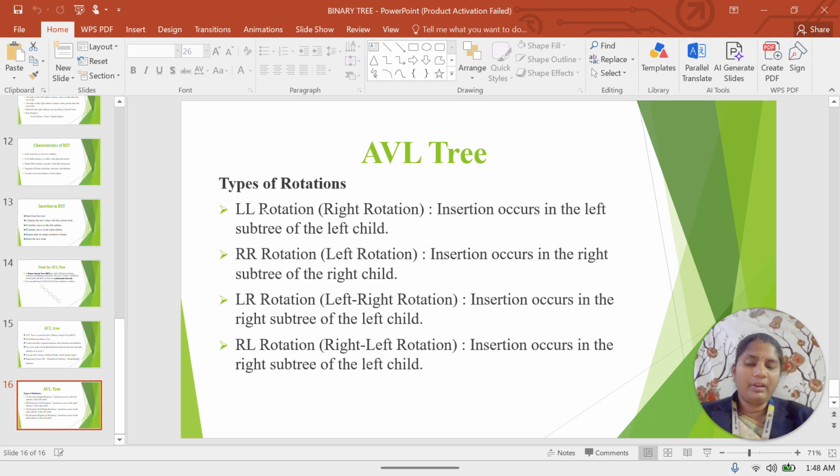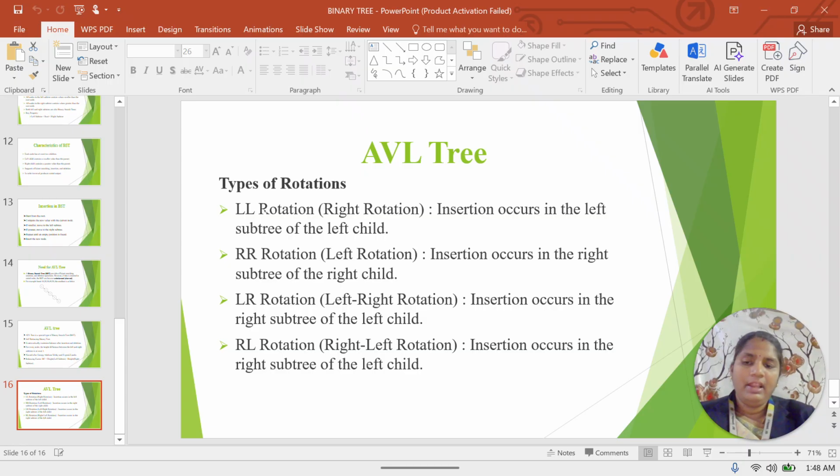RR means, if it is formed, we will perform a left rotation. So the first two are opposite cases. Left rotation means a right rotation will be performed, and right rotation means a left rotation will be performed. So the last two follow the same as the name.